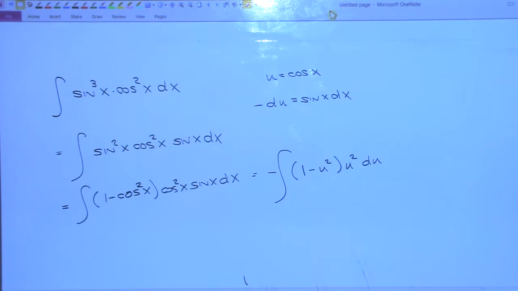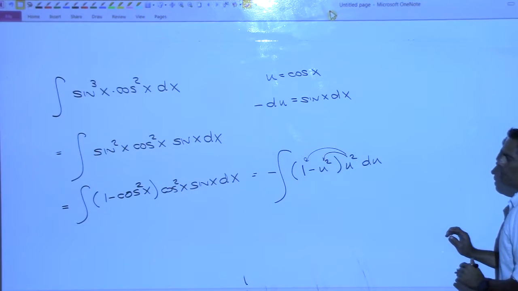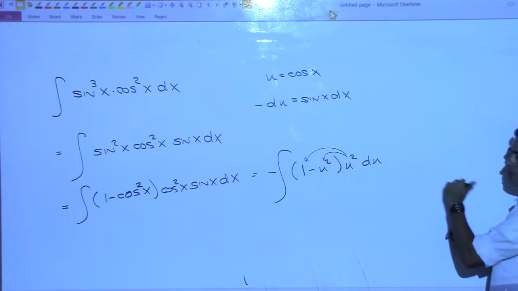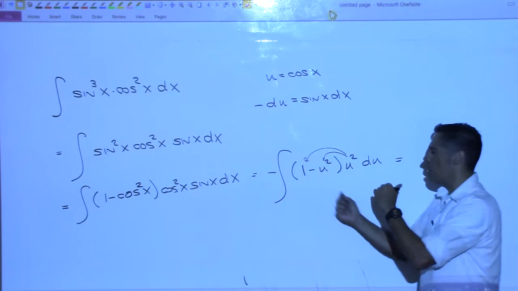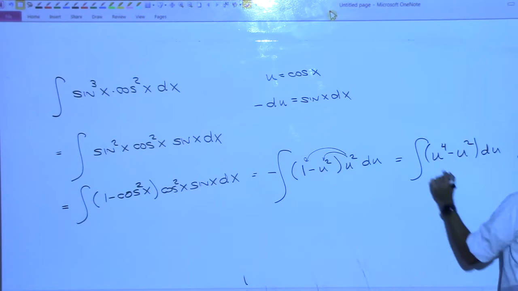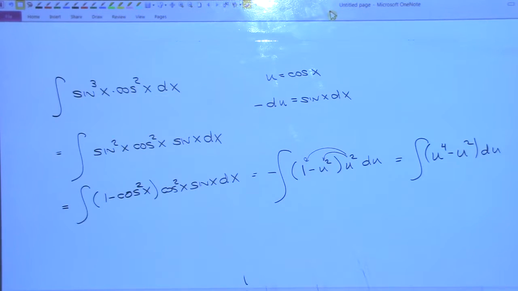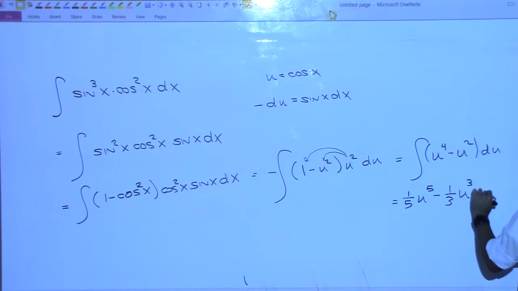Now how could you handle that? Just distribute, pass the u squared through. And I'm going to put the negative back in, only because this is going to become u squared minus u to the fourth. If I put the negative back in, then I can rewrite it as u to the fourth minus u squared. So kind of flip them. And that we can do with just the power rule. Then replace your u with cosine x, and we'd be done.